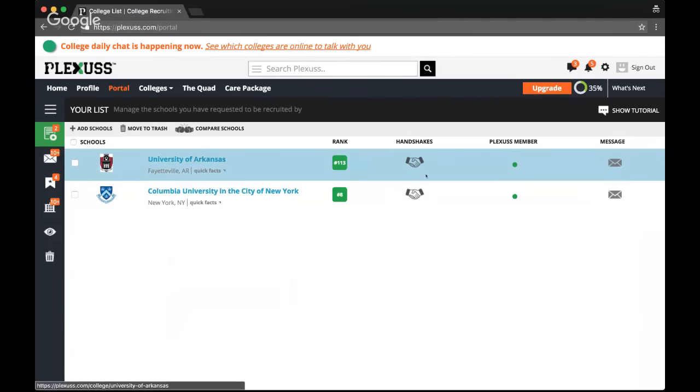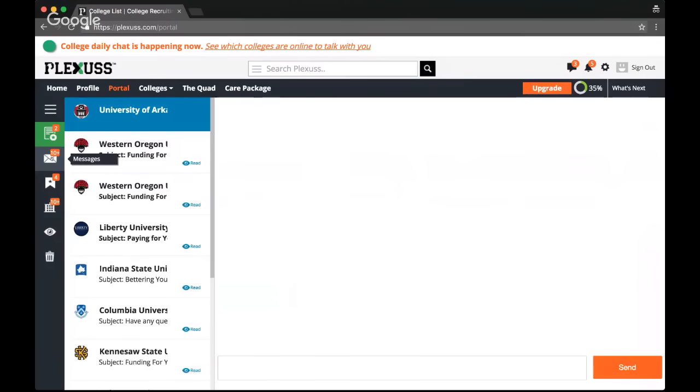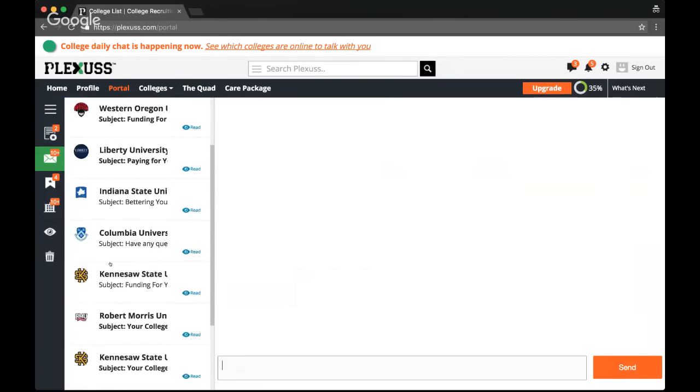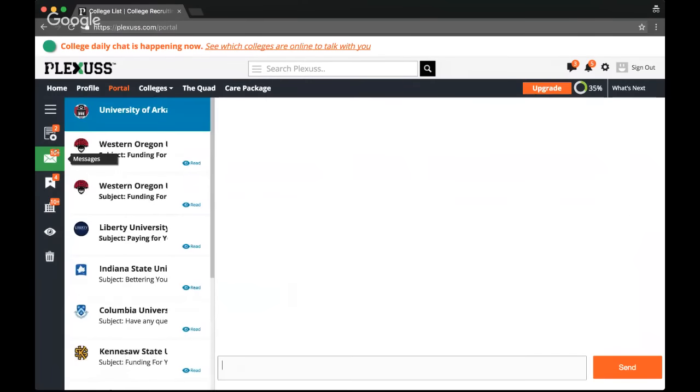I can go ahead and directly message the University of Arkansas if I wanted to by just clicking on that message envelope there. That's going to take us to our messages section, which is the second area here. We can see that it's created a message thread for me. I can go ahead and ask the University of Arkansas a question, and a representative will get back to me through Plexuss. You can see the previous conversations you've had here as well. So this is a great area to really have good conversations with schools, ask them questions about the application process, or if you want any more information from them, this is the great way to connect with schools.